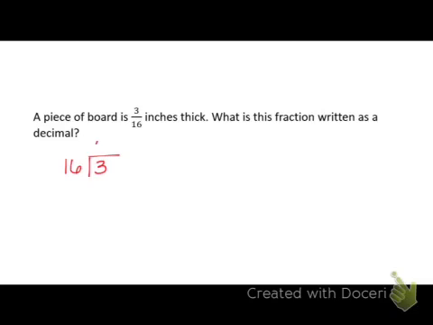16 does not go into 3, but it will go into 30. And 16 goes into 30 one time. Subtract 16, which leaves you with 14. 16 will go into 140 8 times, and you'll be subtracting 128. When you subtract 128 from 140, you are left with 12.